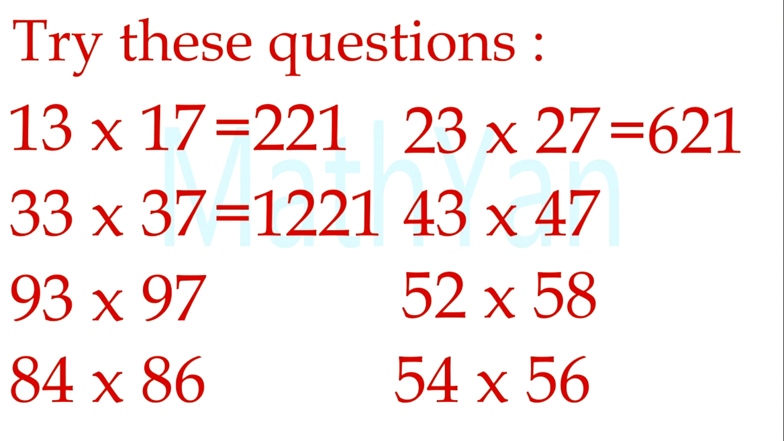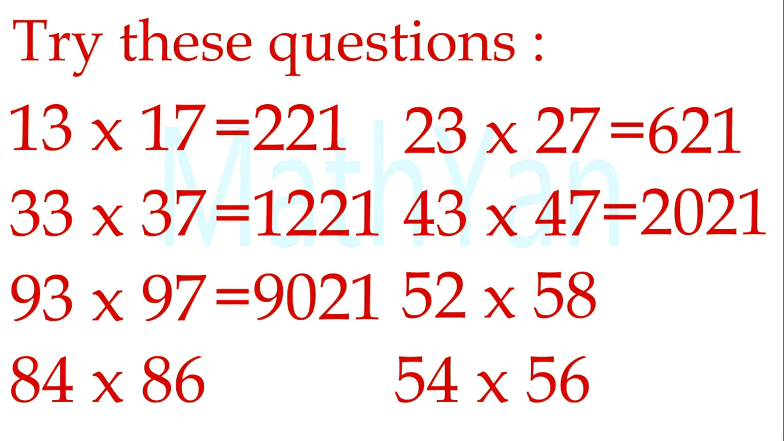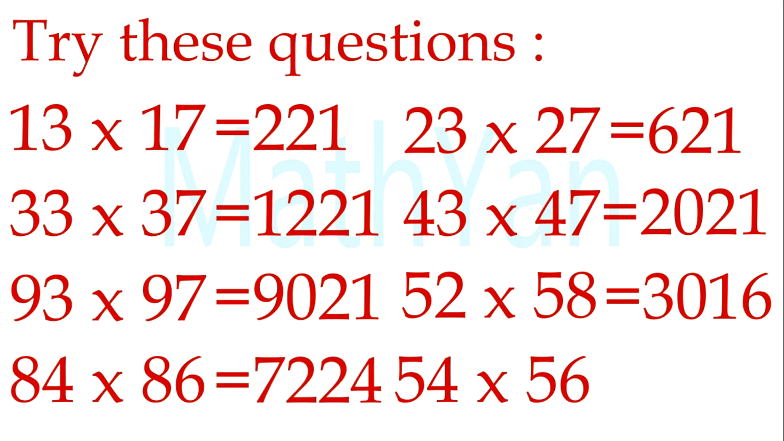The next one, 3 times 7 is 21. So 5 times 4 is 20. So it's 2021. This one, 9021. So 2 times 8 is 16. 6 times 5 is 30. So it's 3016. So very simple. You add one to the number in front and multiply with the 8. So 9 times 8 is 72. The last two digits is 4 times 6, 24. 7224. So for this, 6 times 5 is 30, 4 times 6 is 24. 3024.